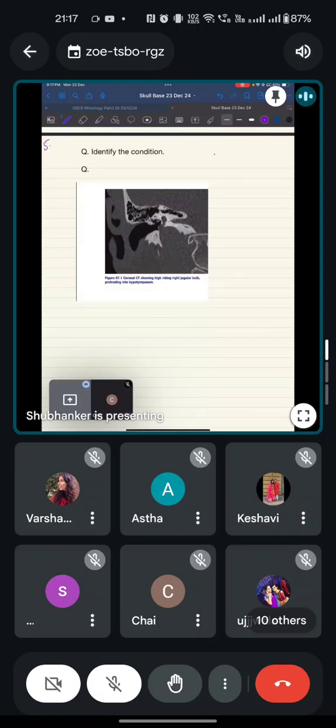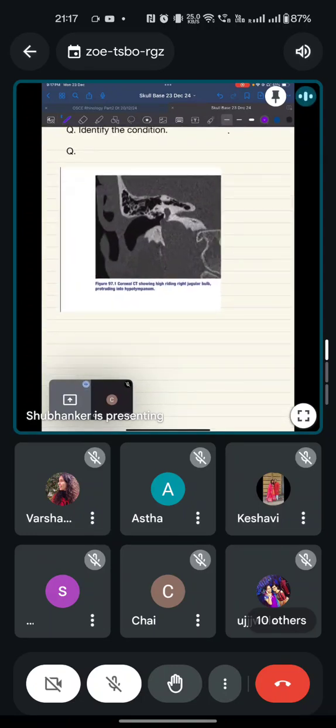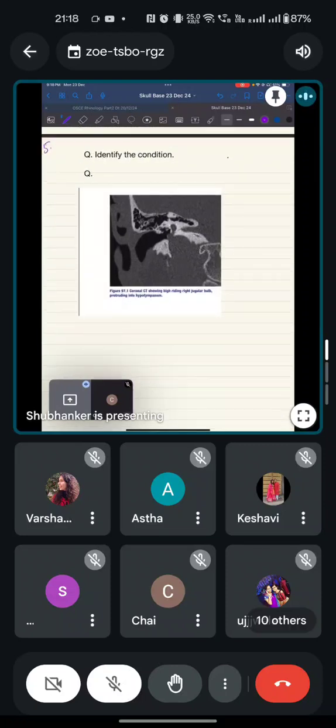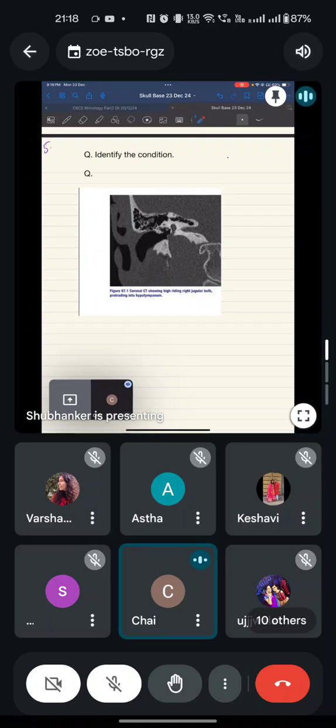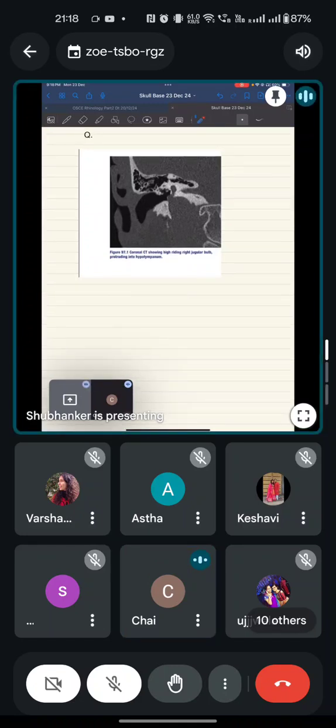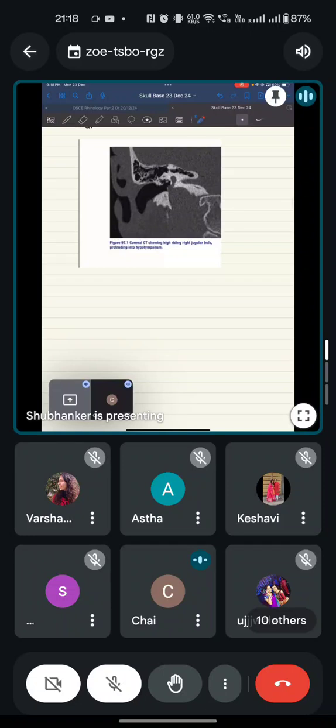Now, identify the condition. They might give you a history like the patient has been planned for mastoid surgery, mastoid exploration. What thing should you be careful about? Please see the scan, and can somebody unmute and answer? I'll give a hint. Can somebody see something is wrong? High-riding jugular bulb. Okay, so this is important. And if you're doing well in your vivas, they might even ask what are the grades of high-riding jugular bulb?